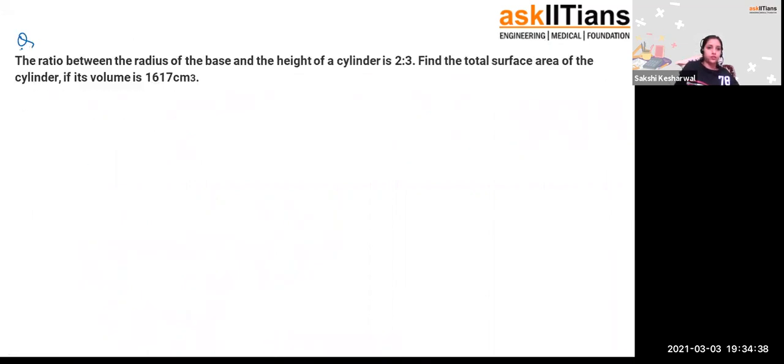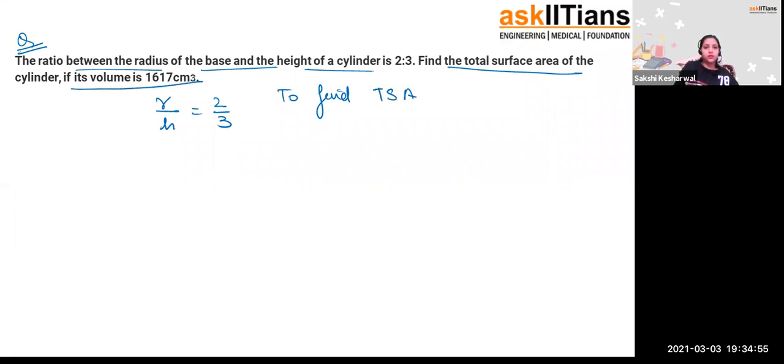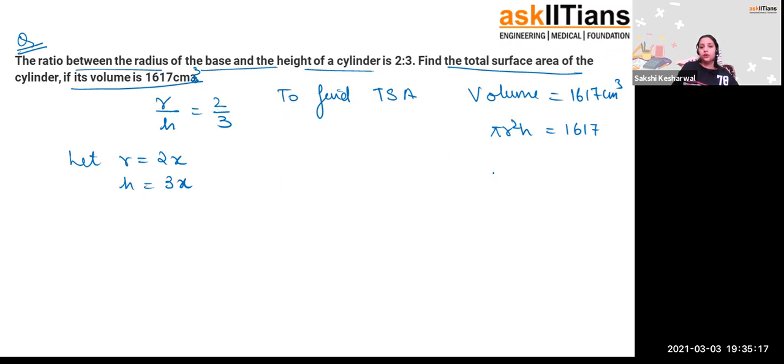Now, what is the next question? It says that the ratio between the radius of the base and the height of the cylinder is like this. So radius upon height is equal to what, beta? 2:3. Find the TSA. And its volume is 1617 centimeter cubed. So the volume formula is pi r squared h, which is equal to 1617, right? So can I write this as, let radius be 2x, and height be 3x, beta?